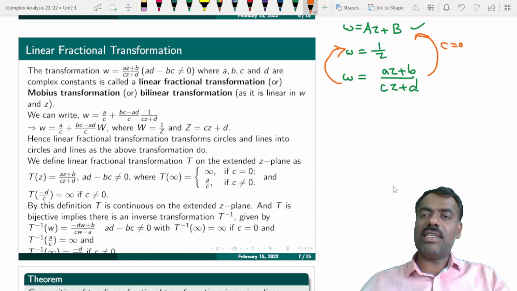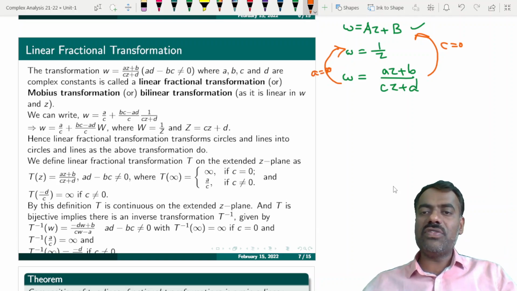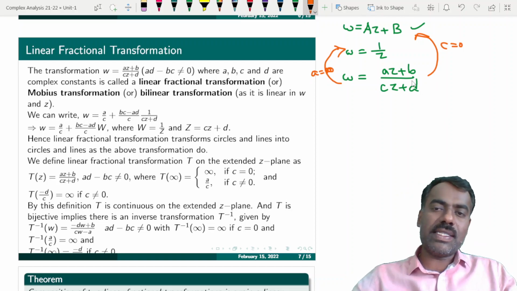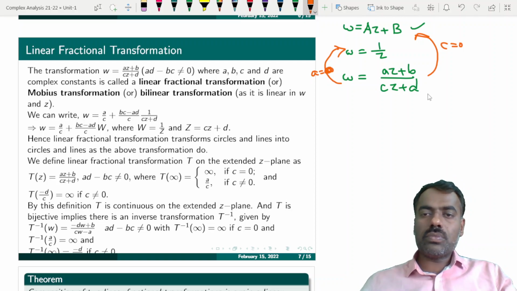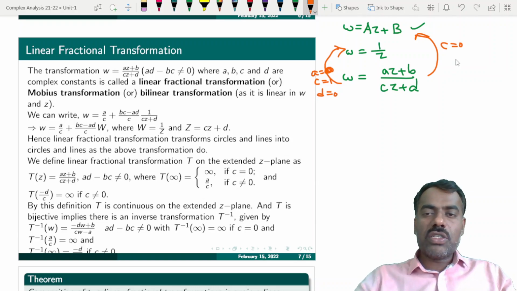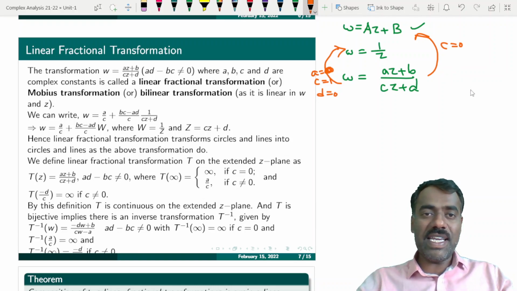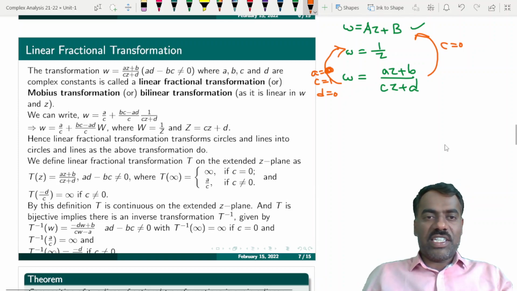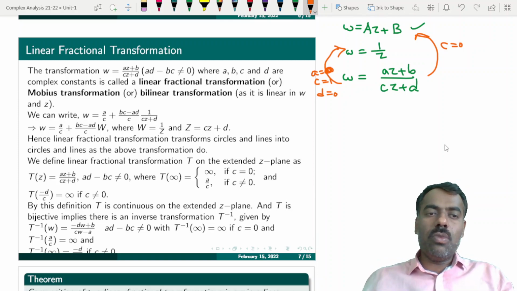In some cases, say a is equal to 0, then we can write it in this form, even though it is not the same, it is of the cz plus d kind. Or you take d is equal to 0 and c is equal to 1, it is a special case. Under this case, w is equal to az plus b upon cz plus d, which is more generalized than what we have seen here. That is called the linear fractional transformation, or it is also called the Mobius transformation.